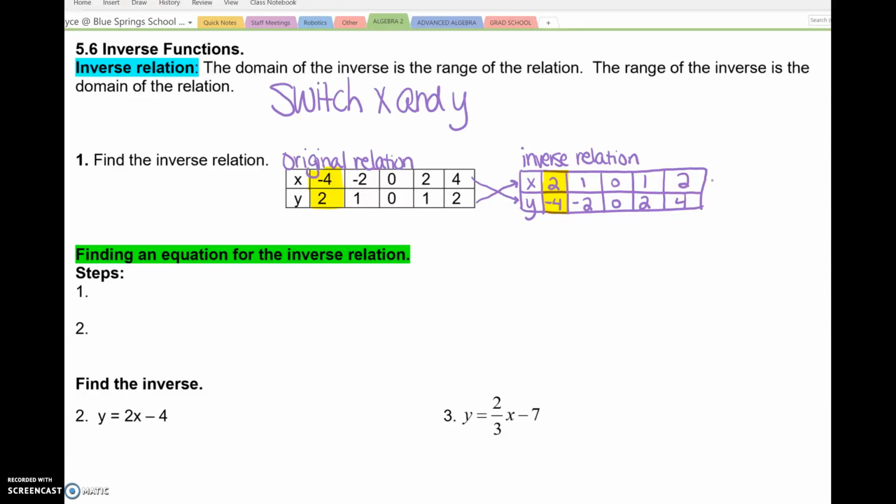To find an inverse relation, there are 2 steps that I'm going to drastically oversimplify. The 2 steps are, number 1, switch x and y. Step number 2, solve for y. That means get y by itself. Is this when we just picked 2 points? No, we're actually going to switch them and solve them.